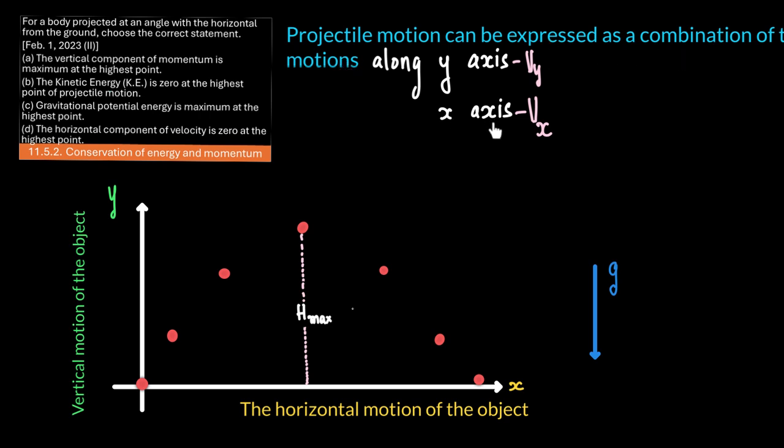So we know when a body is in projectile motion, it can be expressed as a combination of two motions. One along the x-axis with velocity vx and the other along the y-axis with velocity vy. Or in other words, projectile motion can be expressed as vertical motion plus horizontal motion. Now what does this mean? This means that if you project an object with velocity v at an angle theta, it will always have two components of velocity. One which is the horizontal velocity and the other which is the vertical velocity.